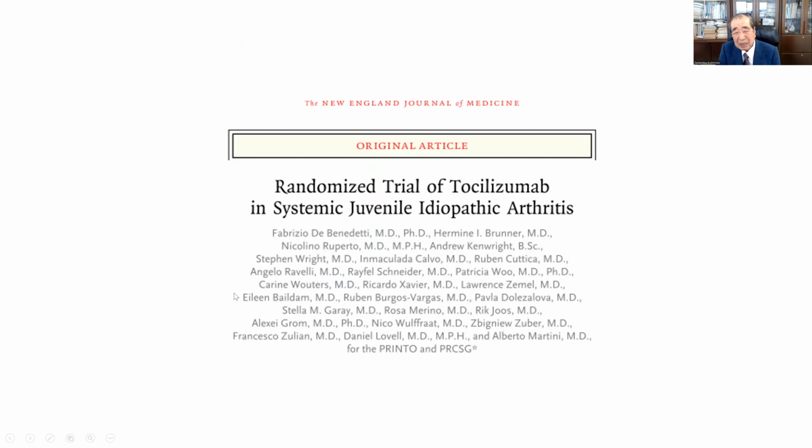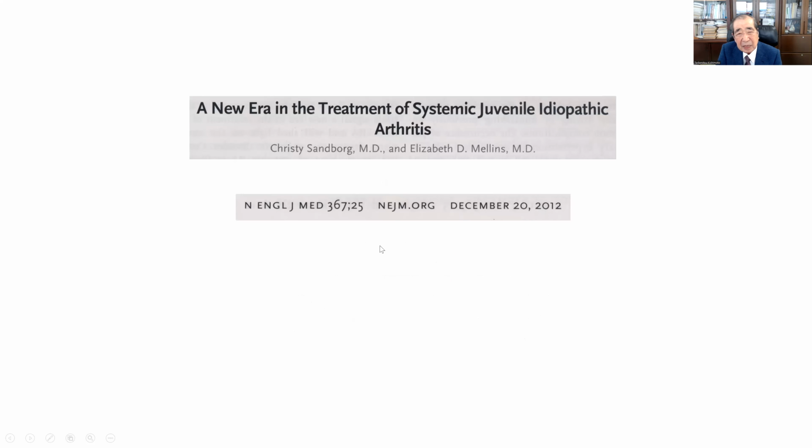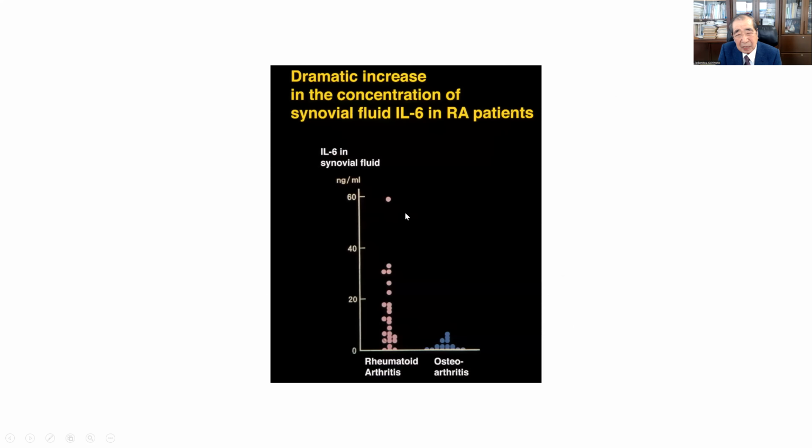And a worldwide randomized trial has been done and shows that tocilizumab is effective in systemic juvenile idiopathic arthritis. And the New England Journal of Medicine said a new era in the treatment of systemic juvenile idiopathic arthritis.